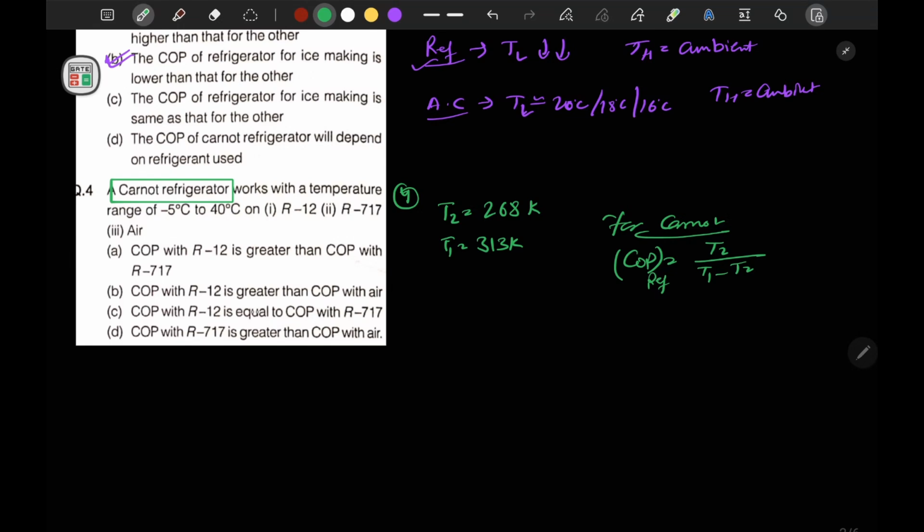Okay, and since it is independent of the fluid, we can say that COP for all the cycles, all the refrigerants will be same. Okay, COP of R12 is equal to COP of R17. Now the difference here will be that of air. So air conditioning we will study in the next chapter. So R12 and R17 are independent of the refrigerant, the COP value will be same for both.